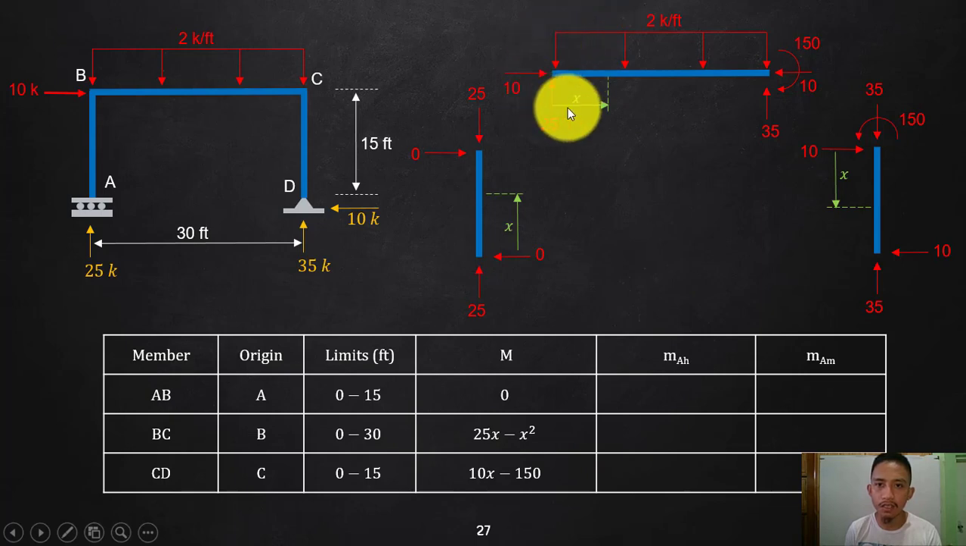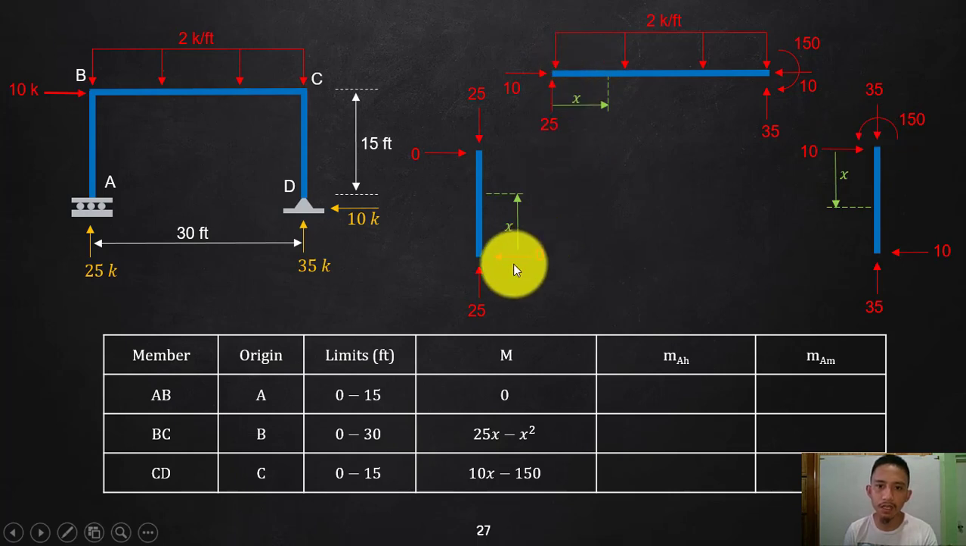And there is no other force that will create a moment at that point x. So that is our moment equation at BC. Proceed to your CD. So again, I will take it as CD so that my origin is C. So I am just going clockwise. So I will always consider the first part of my diagram.